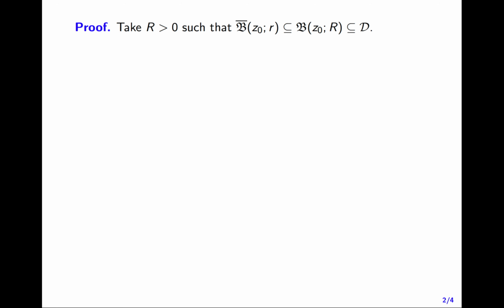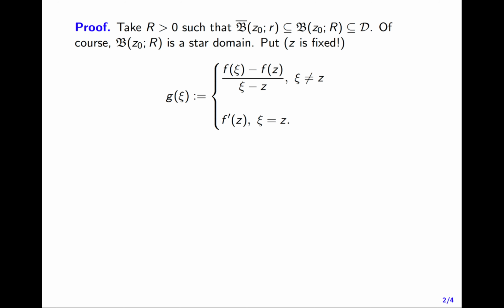Here is something I can do. There is a number capital R greater than 0, such that the closed ball centered at z0 of radius little r is contained within the open ball centered at z0 of radius big R, and this second larger ball is still contained within D. And I can do that because of some more technical topological properties of the complex plane. Trust me that this is true. Now this ball centered at z0 of radius R is a star domain, because all balls are star domains. And it's contained in D, and we know how f behaves on D.